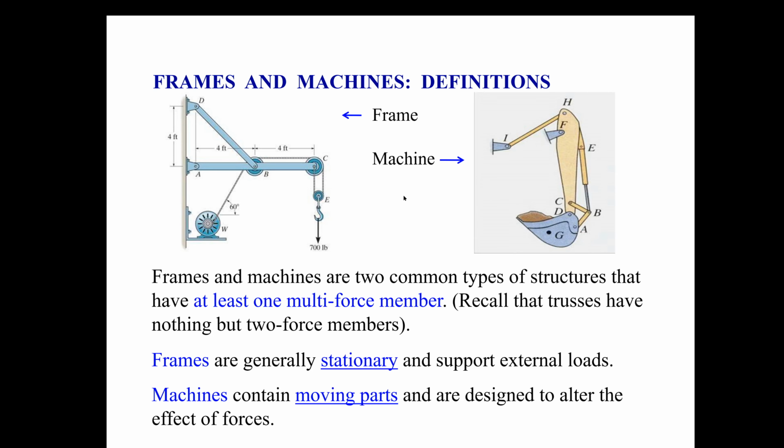Okay, a couple of examples here of a frame and a machine, and just some general terminology for you. Frames are generally stationary, and machines contain moving parts.